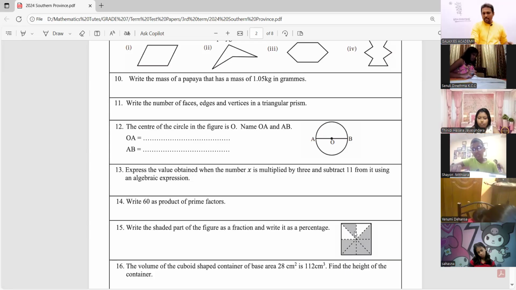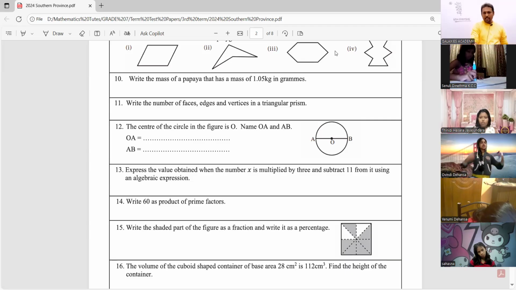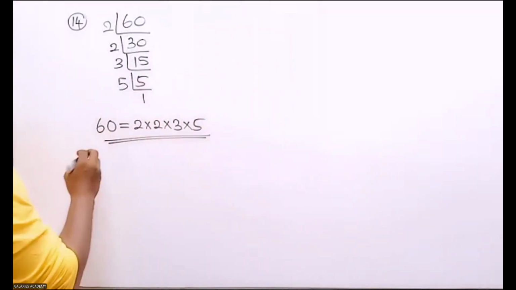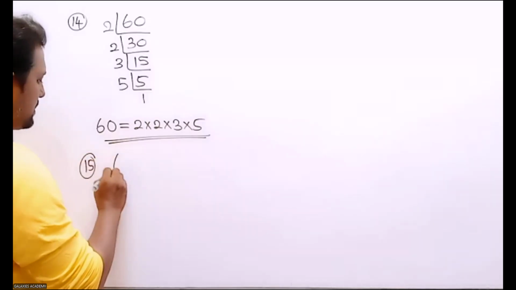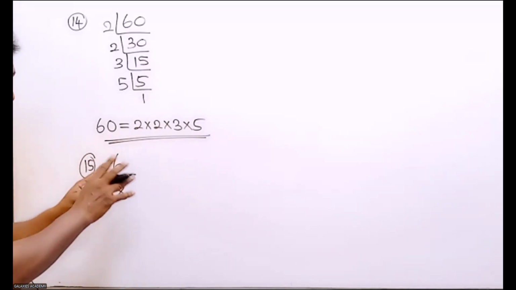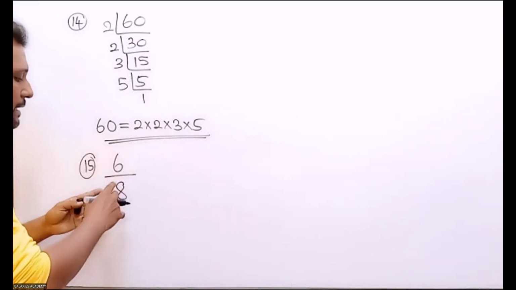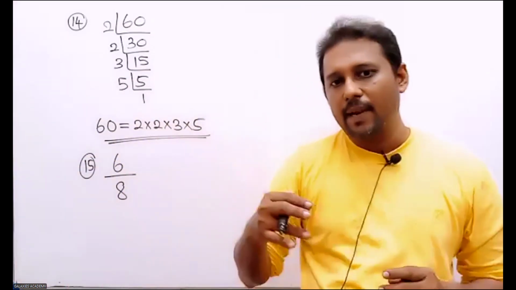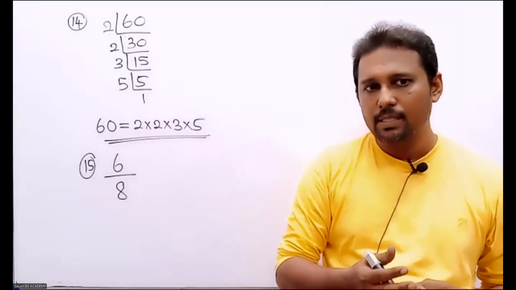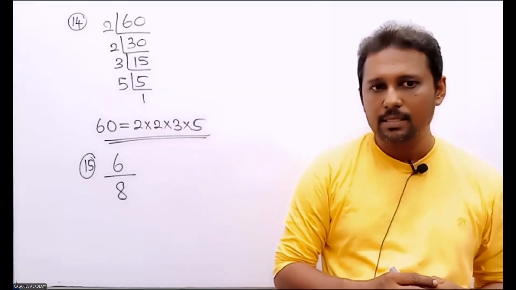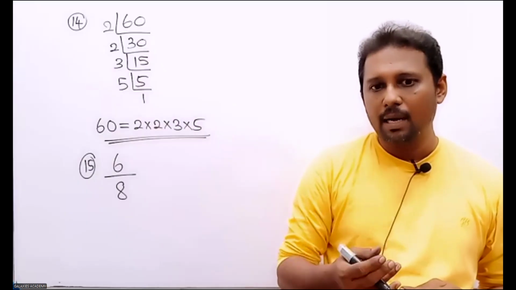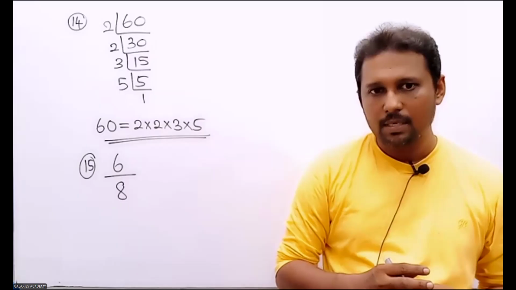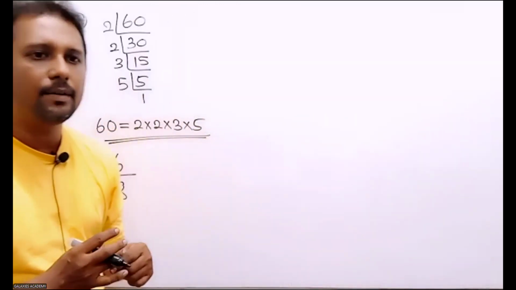How many parts are shaded? 1, 2, 3, 4, 5, 6. Then you can write the fraction 6/8, right? The shaded part you can write as the fraction 6/8. There are 8 equal parts totally, and out of the 8, 6 parts are shaded. It is a fraction. Then you also have to convert this fraction into a percentage. How can you convert the fraction into a percentage? You have to multiply this fraction by 100%.